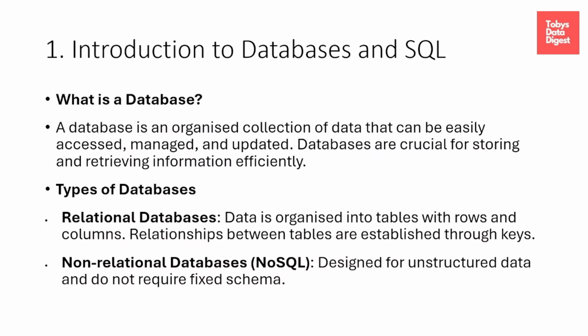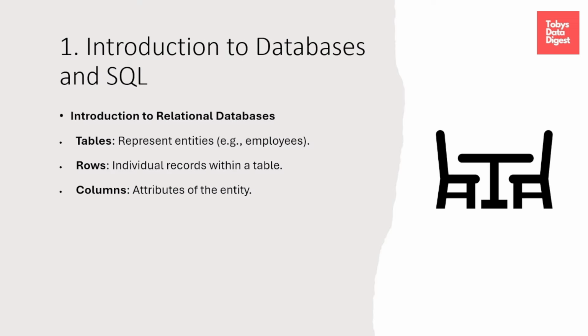Now let's start with the basics. What is a database? A database is an organized collection of data that can be easily accessed and managed. And there's two types. Relational, which is what we'll focus on today, where data is organized into tables with rows and columns like an Excel sheet, and they're related through keys. There's also non-relational databases. Now, as we just mentioned, inside a relational database, there are tables with rows or records and columns or fields.